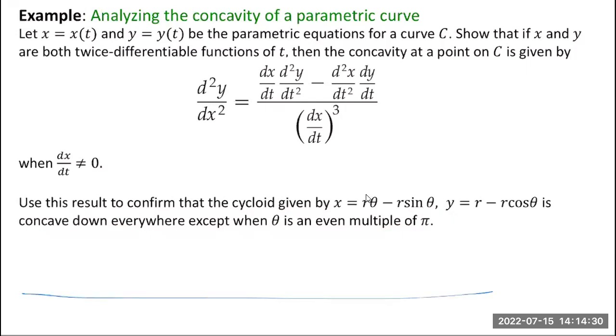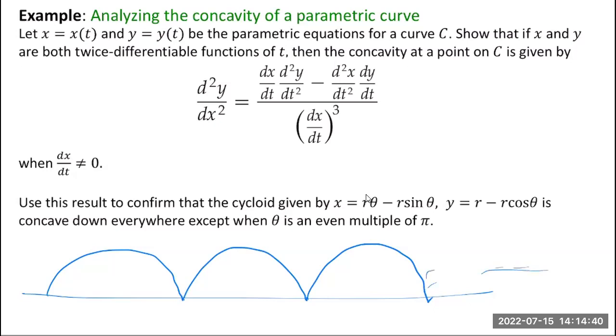Remember, the shape was again like this, right? As you can see, this curve is always concave down, except at these points. At these points, you have a sharp corner, so the concavity is not defined at this point, right? Except at these points, everywhere else, your function is concave down.